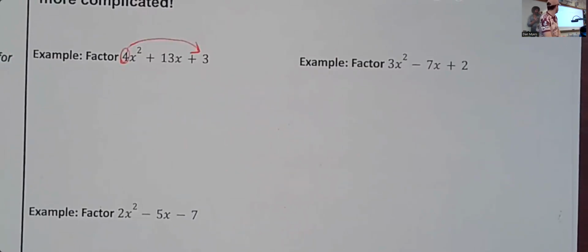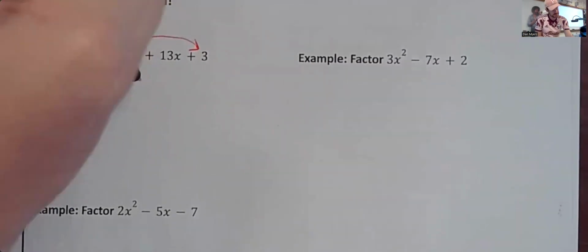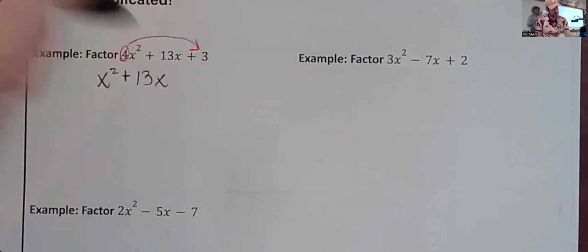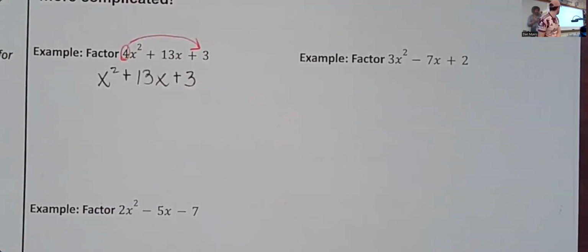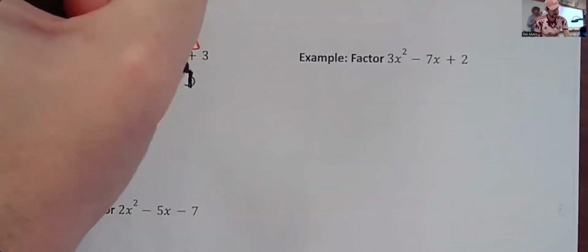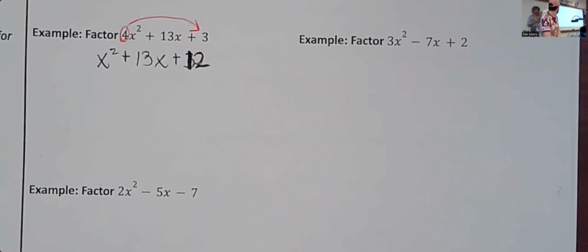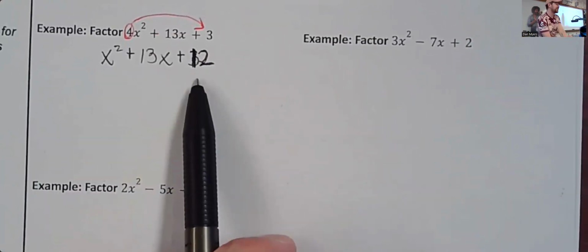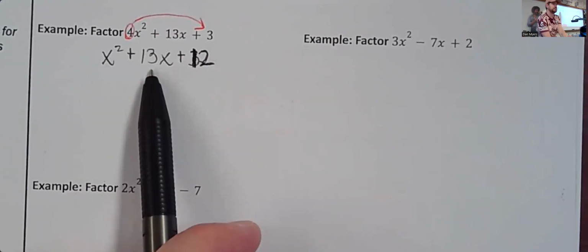So if you multiply 4 times 3 on the end, you end up with x squared plus 13x plus 3. No, plus 12, sorry. Gotta multiply it, plus 12. Okay. Then we're going to factor this like we would anything that we did yesterday. So we're looking for two numbers that'll multiply to 12 and add to 13.